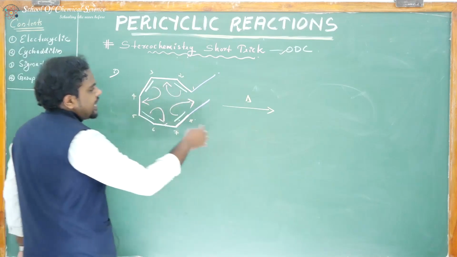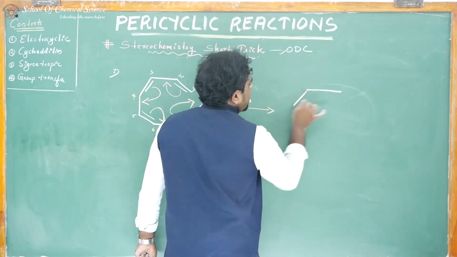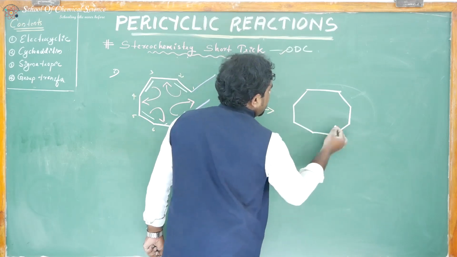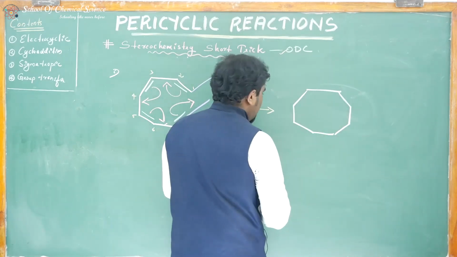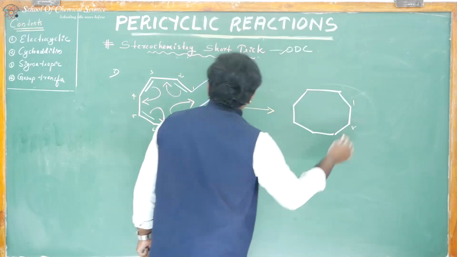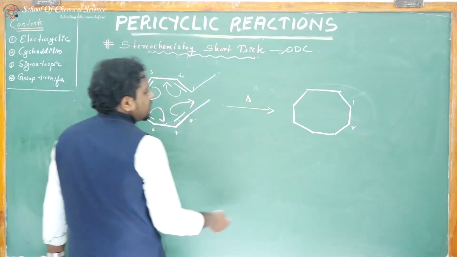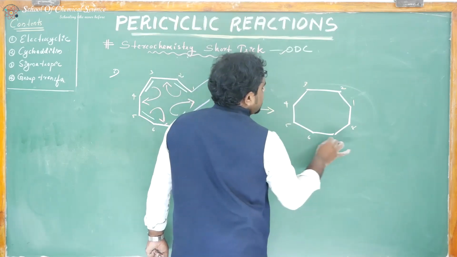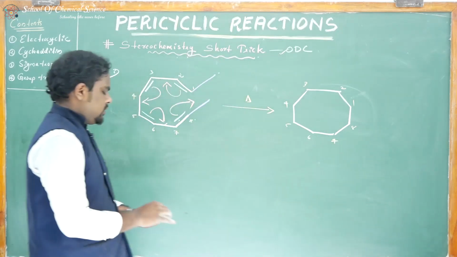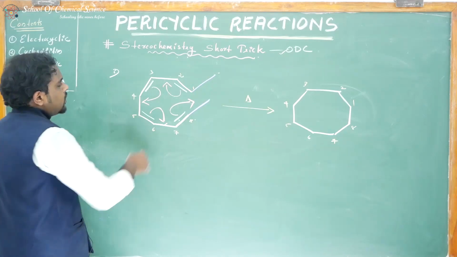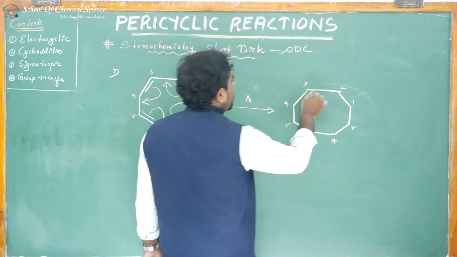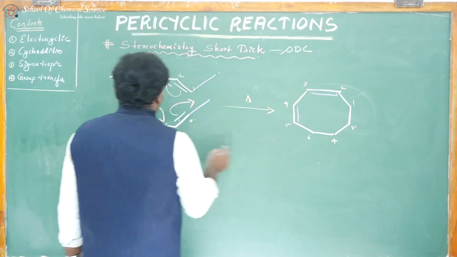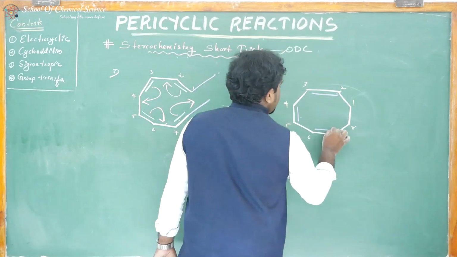So the product is an 8-membered ring. Okay, this is carbon number 1 and carbon number 8. Between 1 and 8, a new sigma bond is formed. 2, 3, 4, 5, 6, 7, 8. Between 2 and 3, a pi bond is formed. Between 4 and 5, a pi bond is formed. Between 6 and 7, a pi bond is formed.